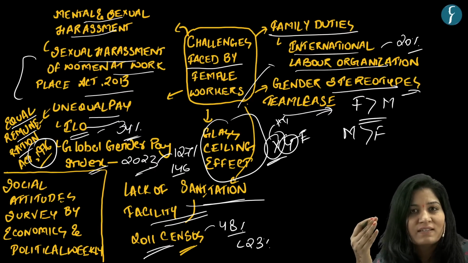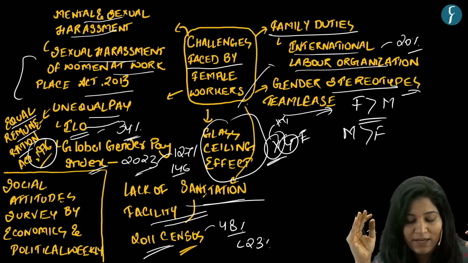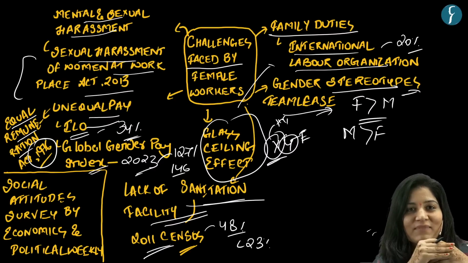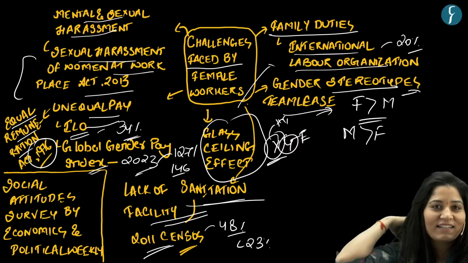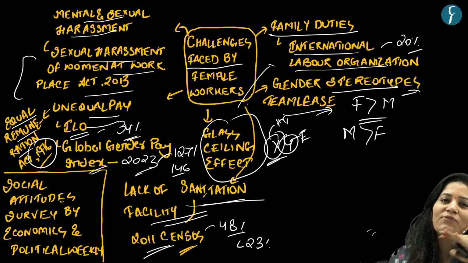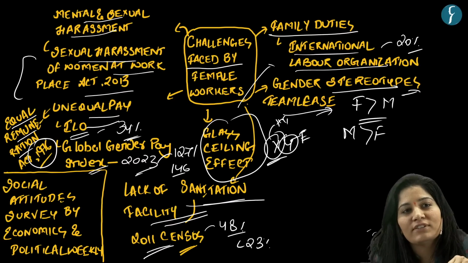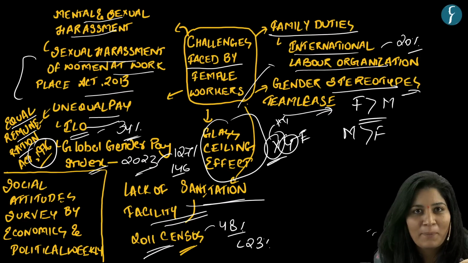Family duties and sexual harassment are external factors. Okay. Unequal pay, lack of sanitation facilities. But there's one internal factor also. What is that? Because of continuous patriarchal rule, women themselves have some kind of biases or mindset in which they don't want to work.